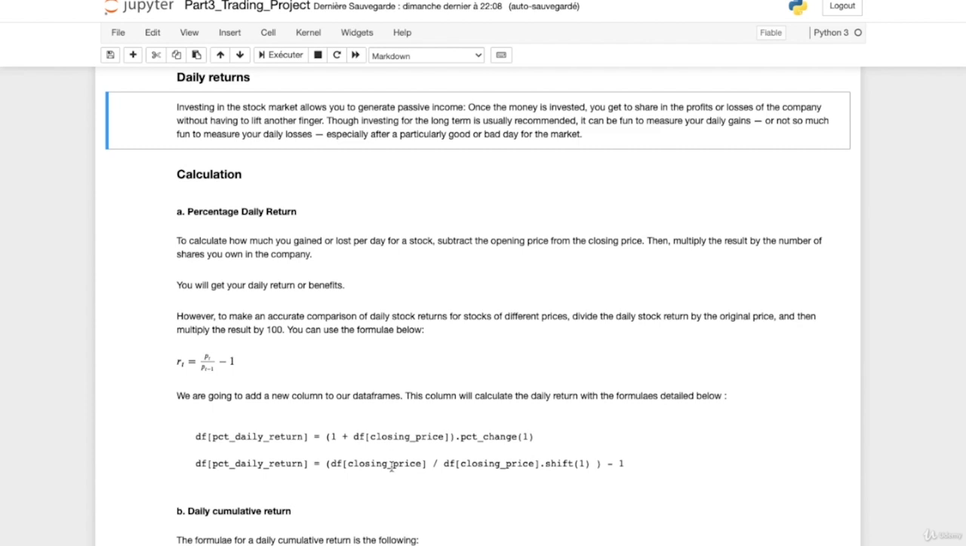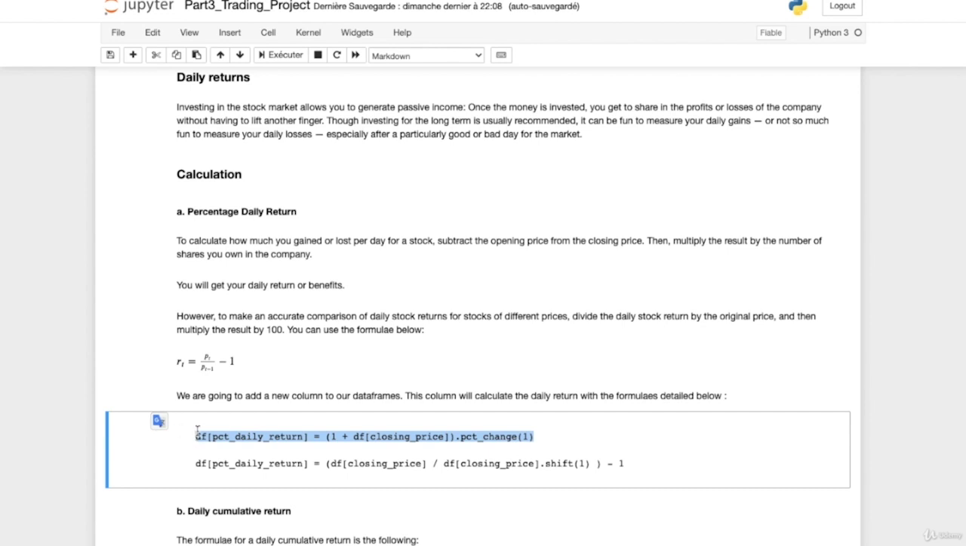The second solution will be, like in the holidays, making your calculation by yourself, which means df closing price divided by df closing price dot shift of the number of days, minus 1. Both are good. In our example, we are going to use the first one in the correction for the solution part. However, you can use this one as well, at your convenience.